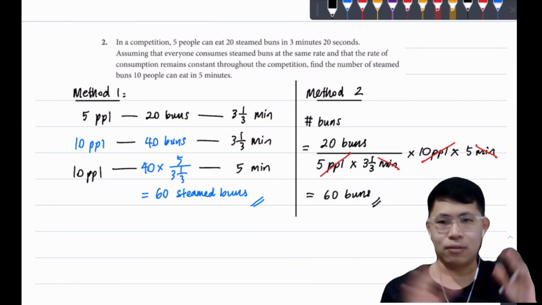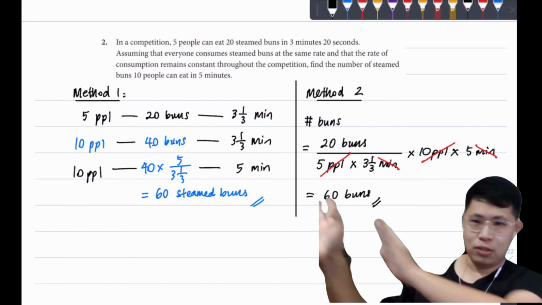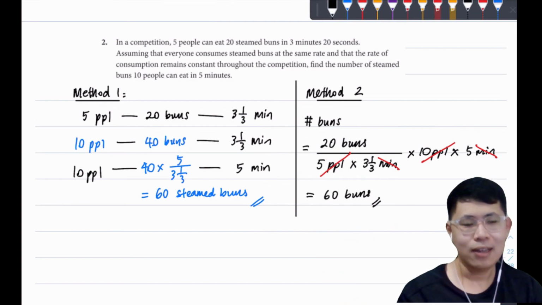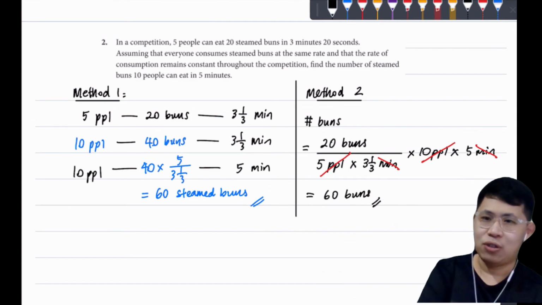Okay, so now, if method 2 is too fast, it's okay. I would definitely recommend method 1 more than method 2. Okay, so this will end our video for rates.